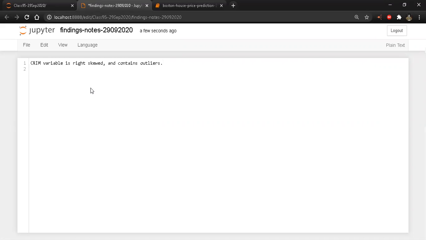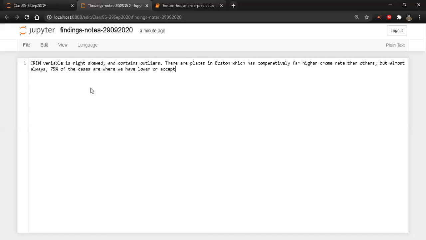So what I can say, there are places in Boston which have comparatively far higher crime rate than others, but almost always, or 75% of the cases, are where we have lower or acceptable amounts of crime. How did I say this 75% thing? How did I say that?